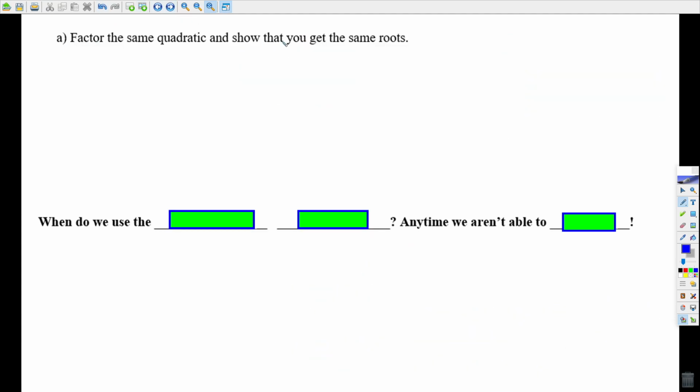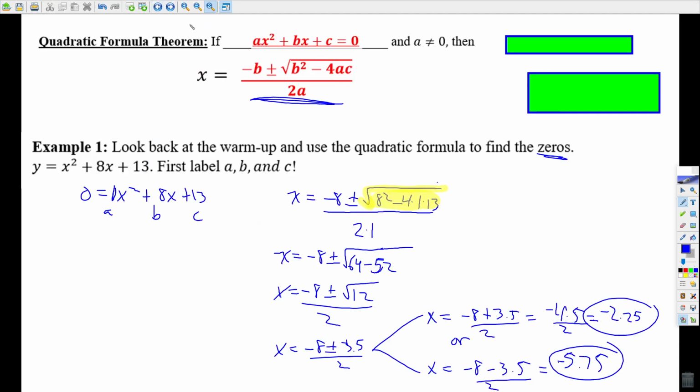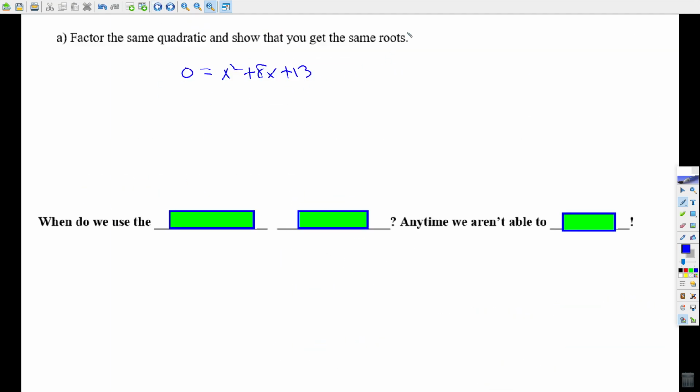All right, how about part A? Factor the same quadratic to show that you get the same roots. All right, so let's go back to our original quadratic. We have x squared plus 8x plus 13 from up here. So if we try to factor this, we're trying to find numbers that multiply to 13 and add to 8.